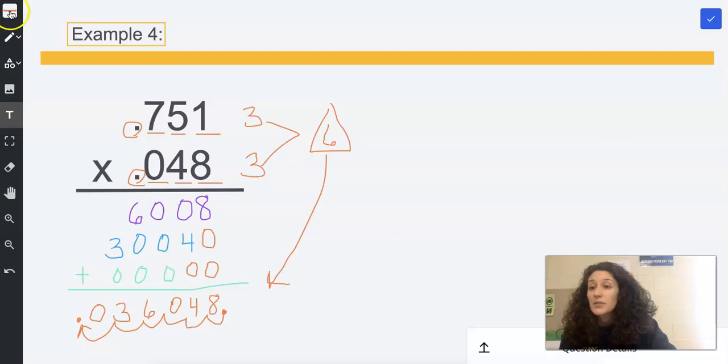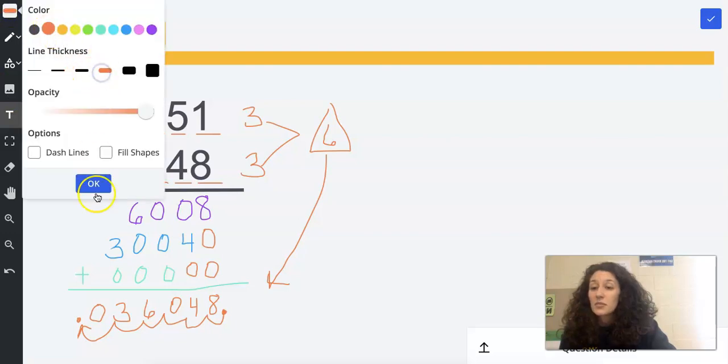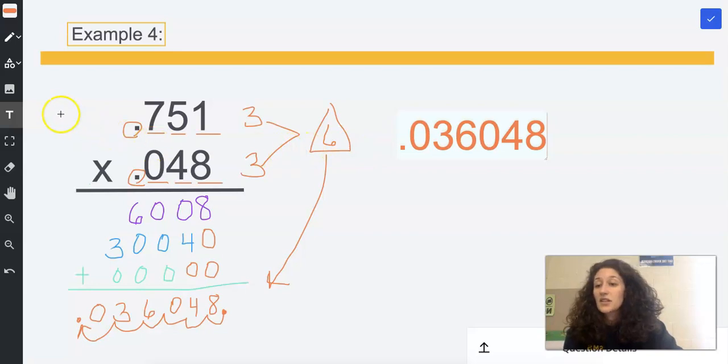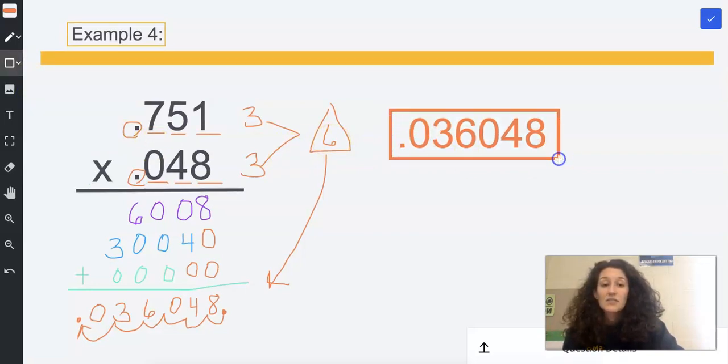I'm going to go to my typing tool, make the writing a little bit larger, and type 0.036048 as my answer, and I'll grab a rectangle to show that that is my final answer.